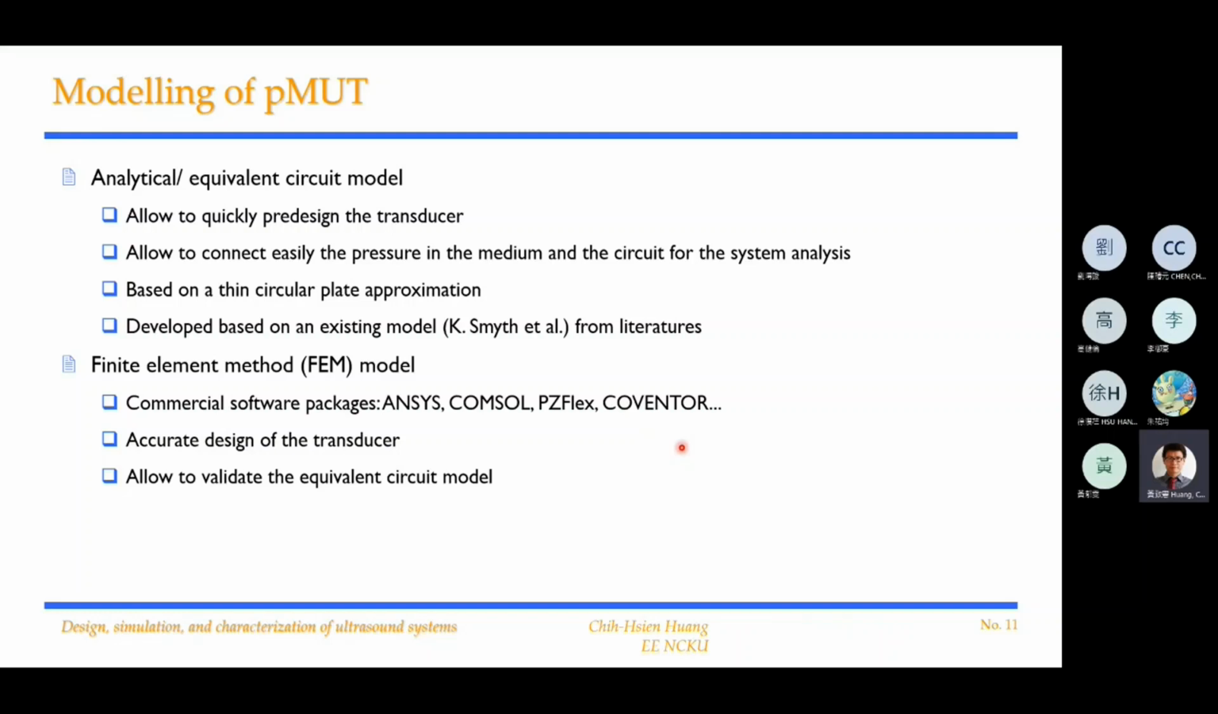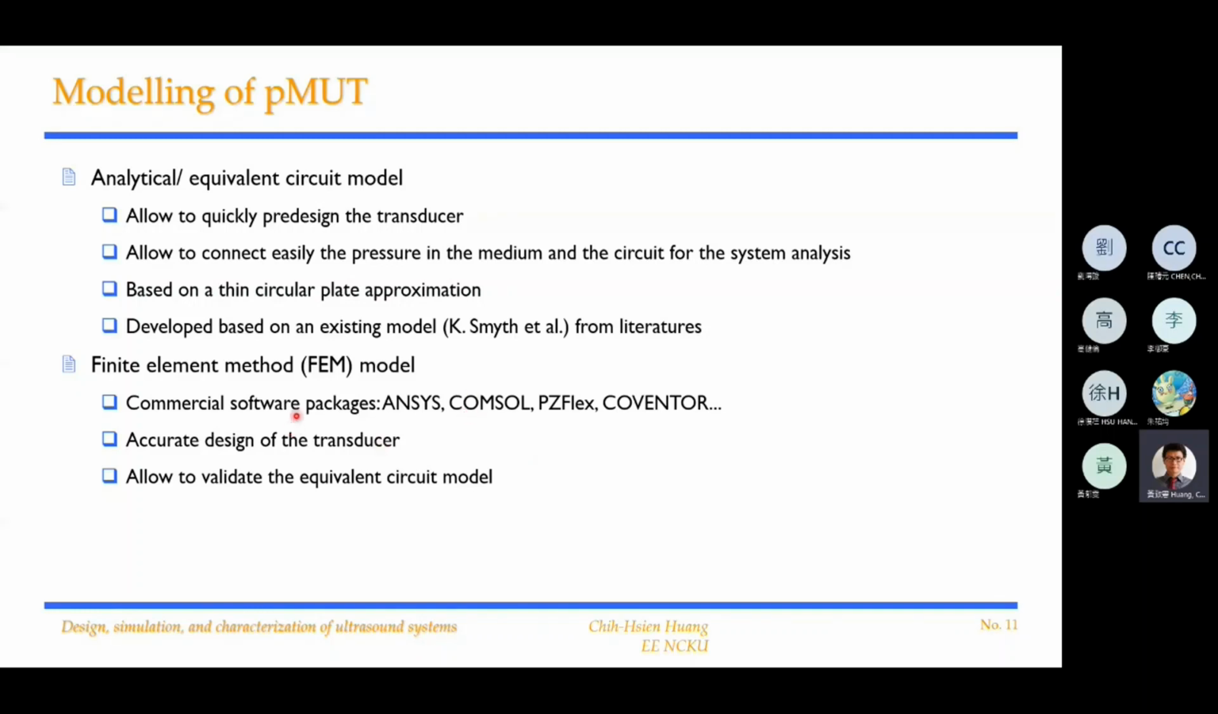But in Taiwan, for ANSYS and CoventorWare, you can find them in the national labs. They have free licenses; you just need to apply for a license and you can use it for free. But for COMSOL you have to purchase it by yourself, and it's not very cheap too.